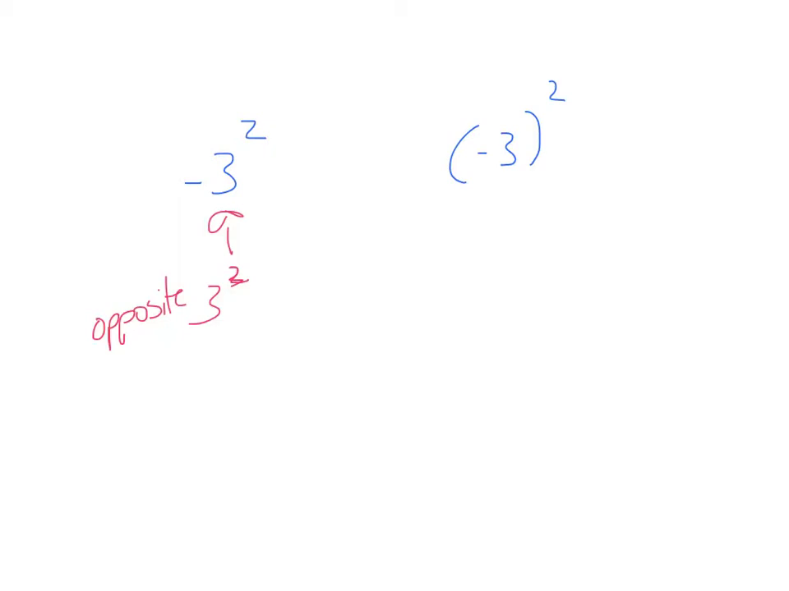Here, I'm going to be doing (-3) squared, so negative 3 times negative 3. So first, I'm going to find 3 squared, which is 9, and the opposite of 9 is negative 9. Here I have negative 3 times negative 3, which would be 9. So remember, when it's written like this, my base is 3, not negative 3. Here my base is negative 3 because it's in the parentheses and the exponent is on the outside.